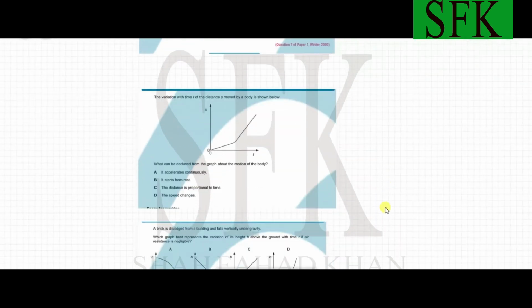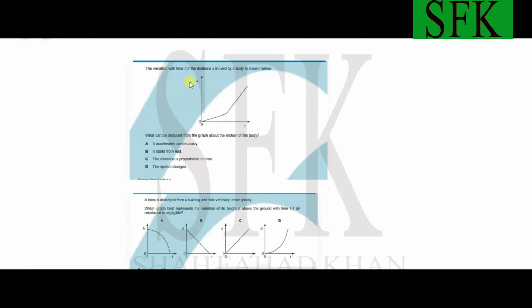Now let's move towards the next question. The variation with time t of the distance s moved by a body is shown. Okay, so this is basically a distance time graph. What can be deduced from the graph about the motion of the body? If we look carefully, at first the gradient was a bit less as compared to the next part of the journey. This line has a greater gradient compared to the initial line.